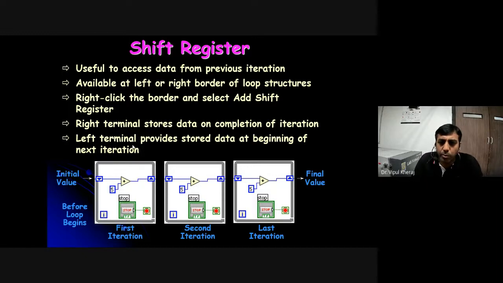So all while loop, for loop, all loops, event loops, all loops support this feature. And quite a few times, a lot of programs require shift registers. So this is how we can pass on the value from one iteration to the next iteration. The next, basically, we are looking for some techniques which are very specific for graphical programming. So as I said, the shift register is one such technique. Making the array from a constant or different types of data constant is another such technique.